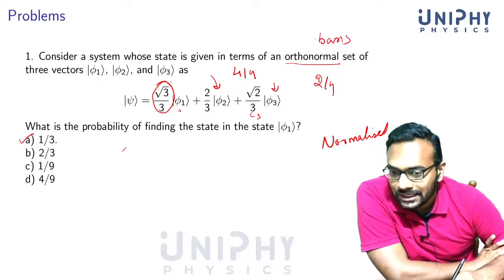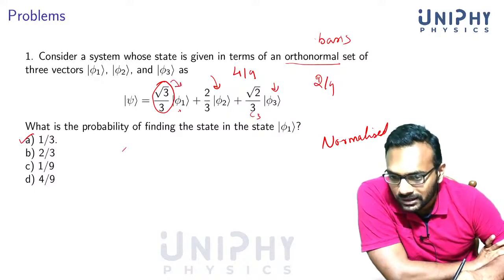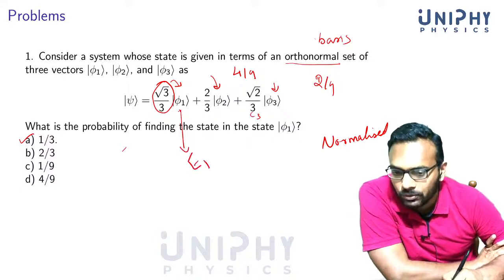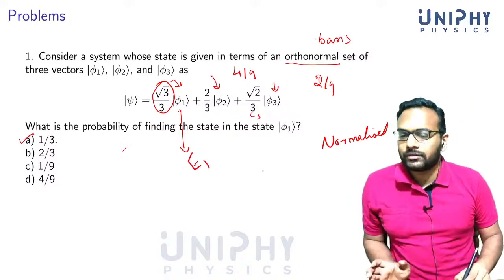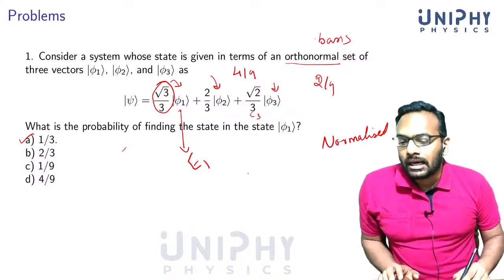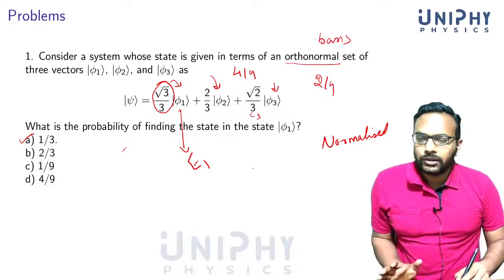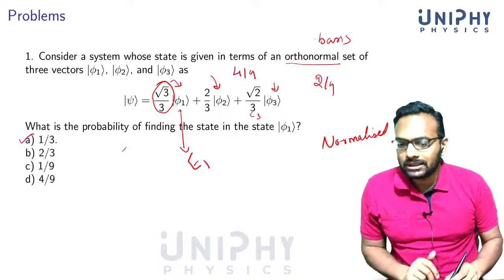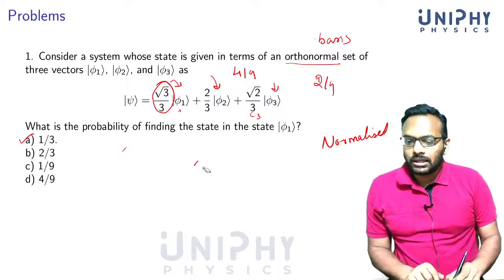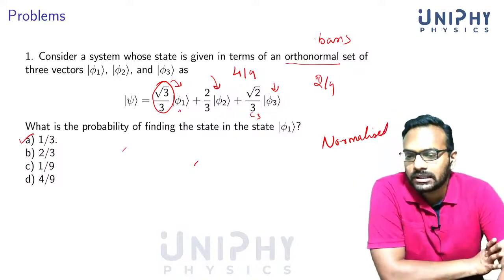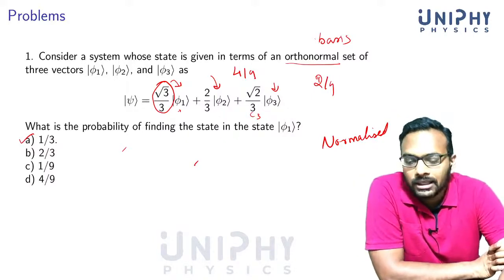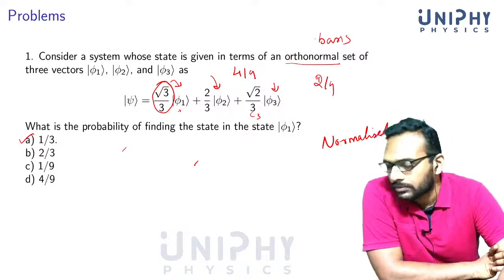If the system after measurement is in the state phi 1, that means that the measured value of energy is simply E1. This is if phi 1, phi 2, phi 3 are eigenvectors of the Hamiltonian operator. We don't know that, it's not given, but I'm just explaining it. Now such problems can easily be solved with the conceptual idea that we have got so far.